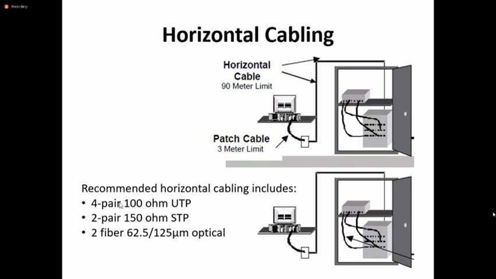So either 4 pair 100 ohm UTP, unshielded twisted pair, or 2 pair 150 ohm shielded twisted pair. So these are the recommended sizes of fiber, in micrometers. These are the recommended ones for these types of cables, right? So usually you use UTP. Fiber you don't usually use inside, but you can use it if you want. And STP also you don't usually use inside because it's very expensive. It's meant for outdoor cabling, right?